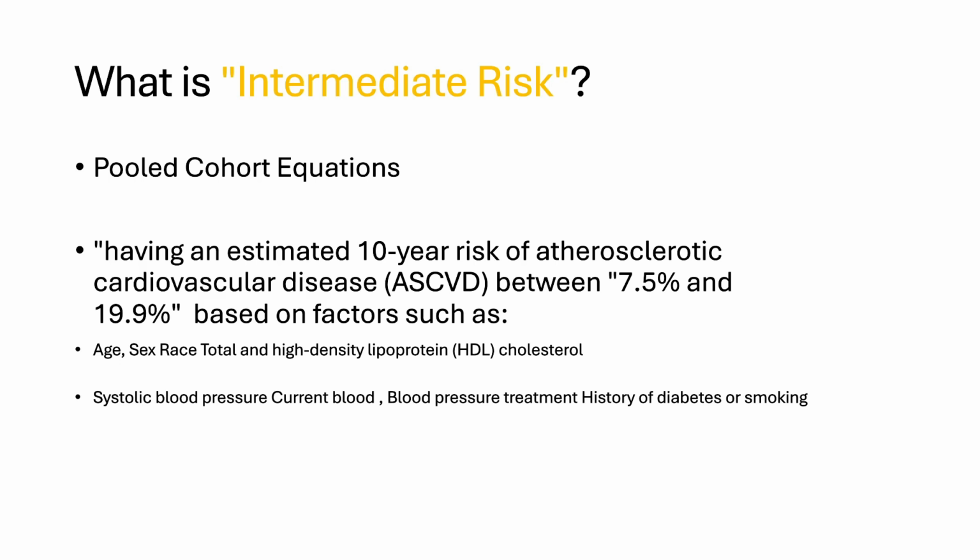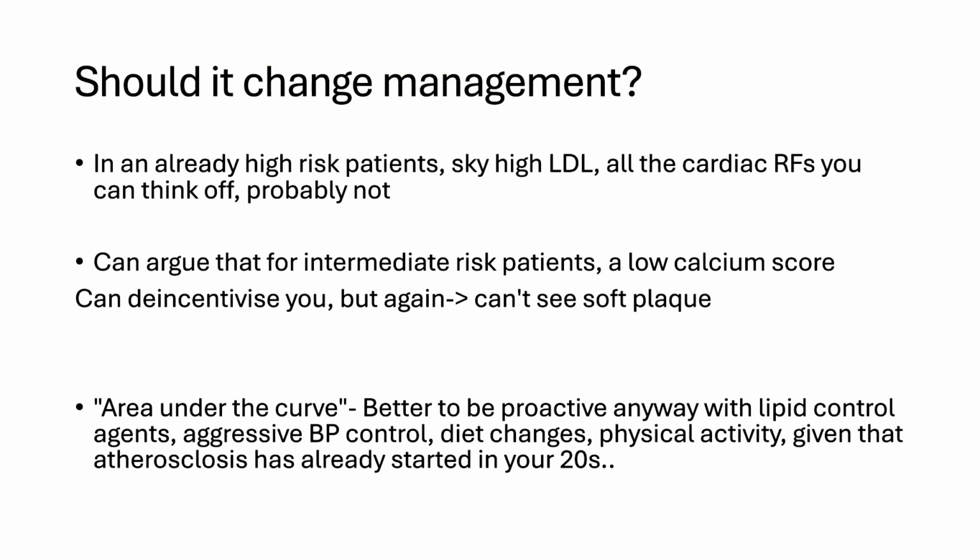So what is intermediate risk? This is quantified using pooled cohort equations and is defined as having an estimated 10-year risk of atherosclerotic cardiovascular disease of between 7.5% and 19.9%, based on certain risk factors, using your age, your gender, your race, and your lipid panel, as well as your blood pressure, any blood pressure treatment you're on, and if you're diabetic or if you smoke.